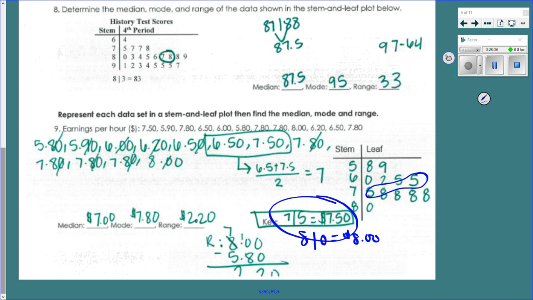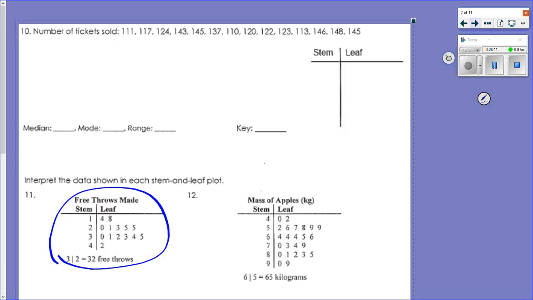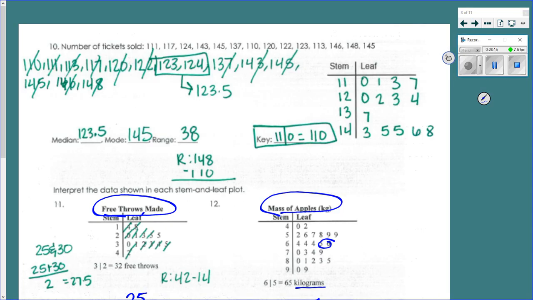Okay, do this last page again as a group, and we'll do the answers in about 10 minutes. Okay, answers on this one. We didn't do one in the hundreds yet, so my stems are 11, 12, 13, 14. Behind 11, I have a 0, 1, 3, 7. 12, 0, 2, 3, 4. 13, I have a 7. 14, I've got a 3, 5, 5, 6, 8.